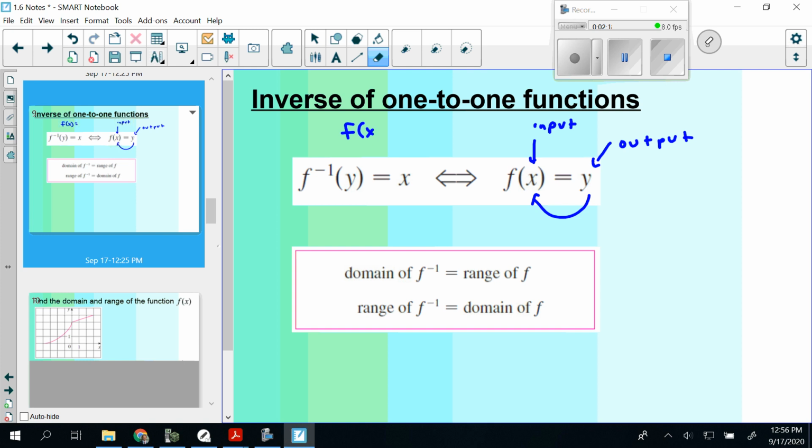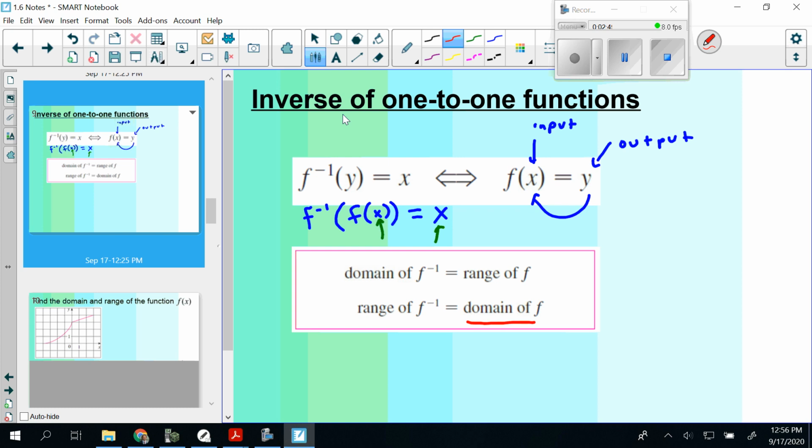This also means that because y is the same as f of x, if you do the inverse of the original function, you should get your starting value of x as your output. What this also means is that the domains and ranges switch when you look at the inverse. The domain of f becomes the range of the inverse, and the range of the function becomes the domain of the inverse. So you flip-flop your domain and range when you look at an inverse.